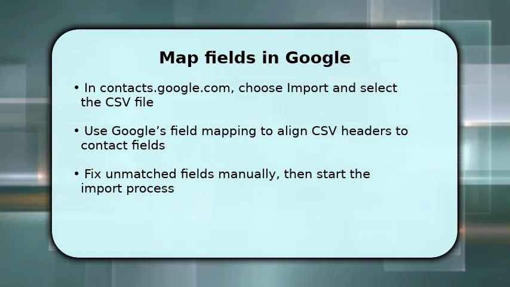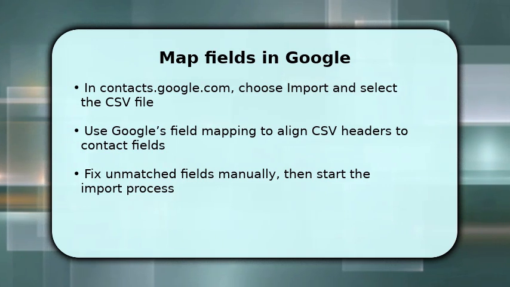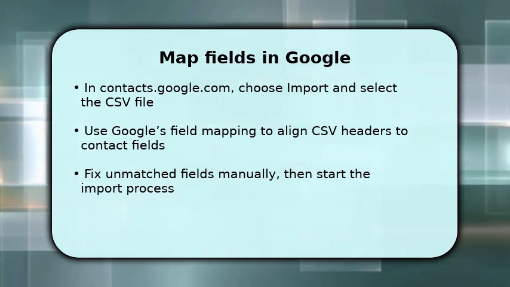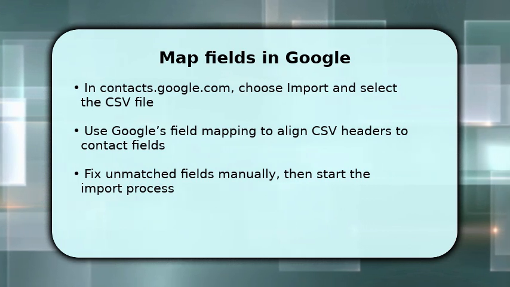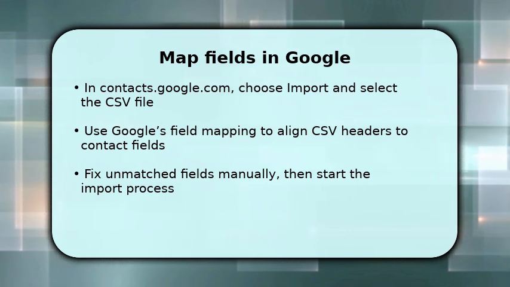Go to Contacts.Google. Sign into the target account and click Import. Select your CSV file and proceed. Google will show field mapping suggestions. Review each mapping and change any mismatches, for example, map mobile to phone and company to organization.